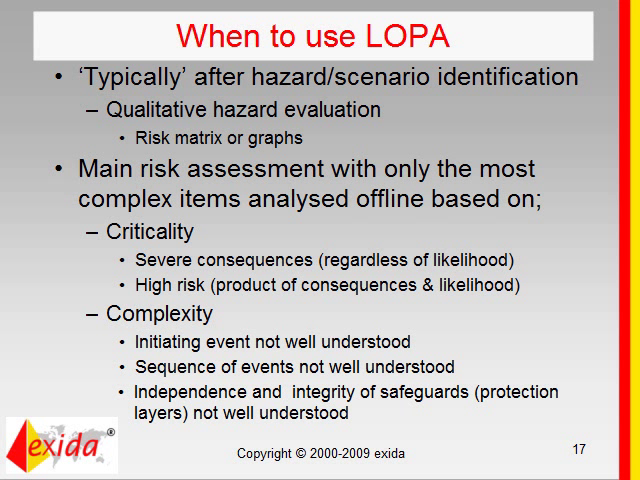So criticality is an issue. Things with severe consequence, regardless of the likelihood, then things with high risk, a high product of consequence and likelihood, and then also things that are very complex. If you try to estimate a likelihood for a very complex event, that's going to be very tough. But if you break that complex event up into simpler, smaller events, then you can probably relatively easily estimate the occurrence of the smaller events, and with that come up with the complex event frequency.